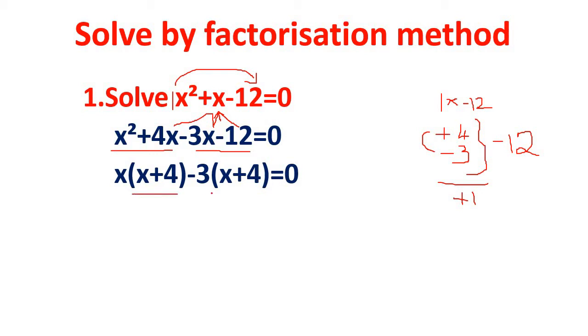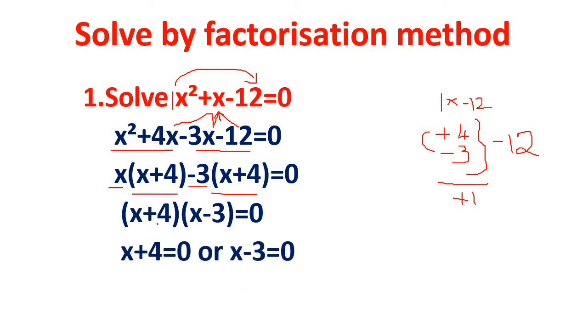Now x plus 4 is common. We can write x plus 4 into x minus 3 is equal to 0. So x plus 4 is equal to 0, then x minus 3 is equal to 0. Now if you transpose 4 to RHS, it becomes x is equal to minus 4. If you transpose 3 to RHS, it becomes x is equal to plus 3.